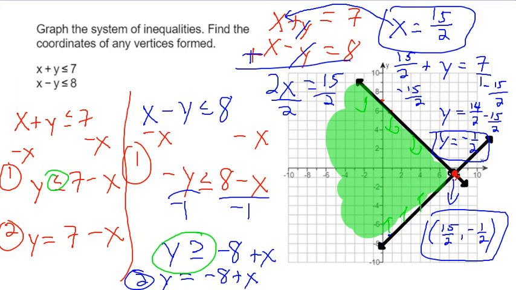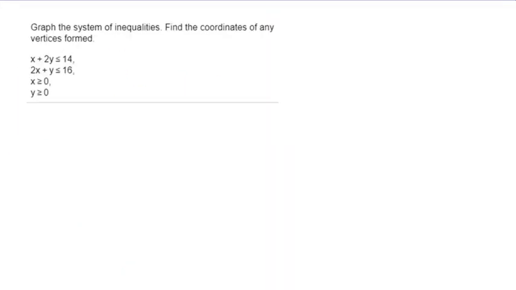Okay, I have one more example here. So this one's going to get a little bit extreme. We have multiple inequalities here for us to deal with. So not just two, but more than two. What we're going to do is go through each of them one by one, graph them on the same Cartesian coordinate system, which I didn't give myself here.